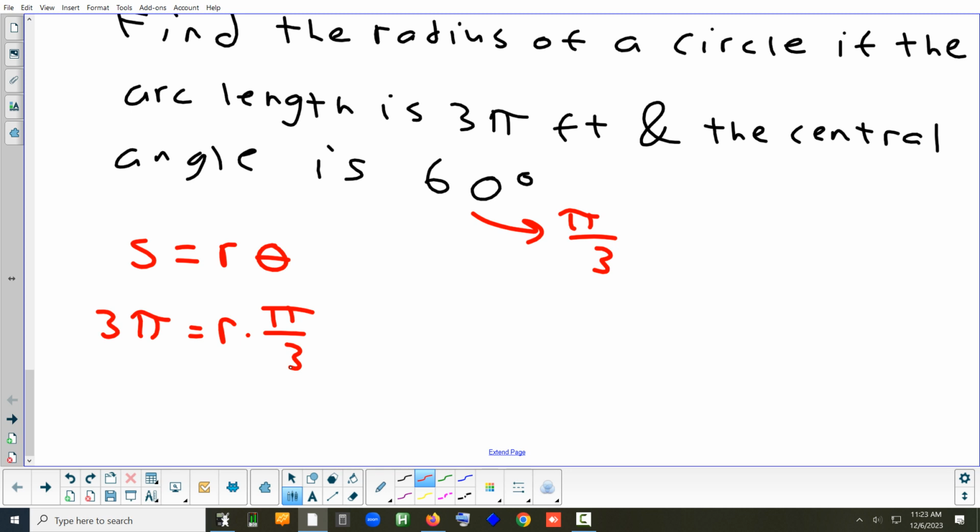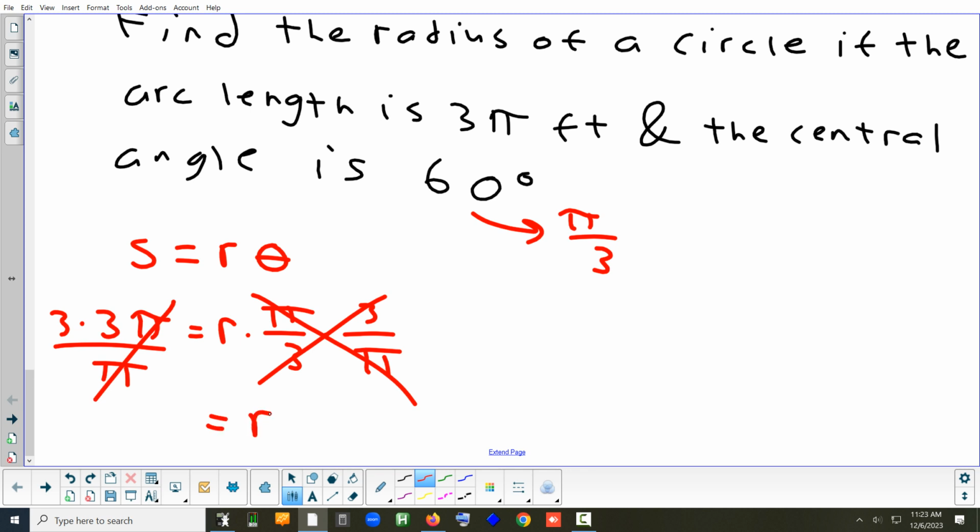Okay, now we can get rid of the pi and the 3 at the same time. What would you do on each side to get rid of the pi and the 3 at the same time? Yeah? Could you multiply by 3 over pi? Yep, multiply each side by the reciprocal. So now pi's cancel, 3's cancel, and we're left with a radius of 9 feet. Okay, 9 feet. Any question on that? Okay, so that's an example where you found the radius.